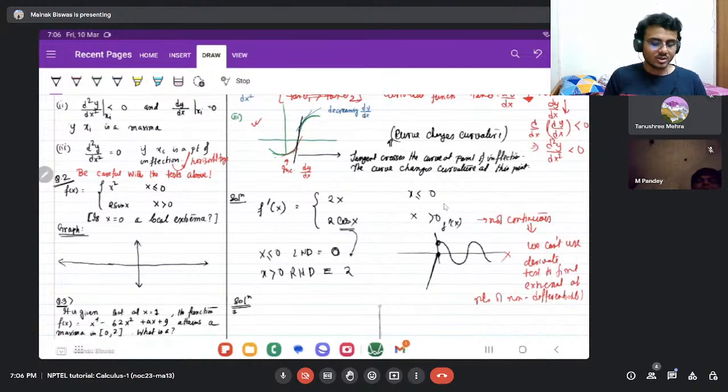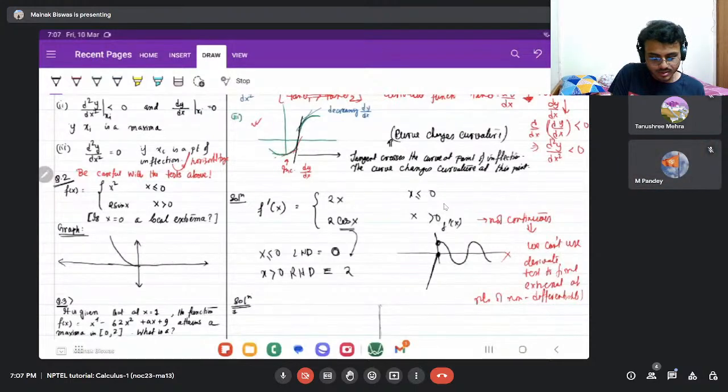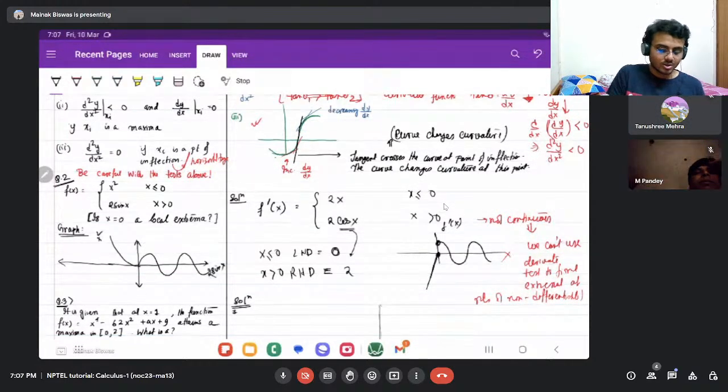See, x square, for less than 0, how does the graph look? Something like this, right? And then 2 sin x is like this. Agreed? Yes, sir. So is this point a local extrema?